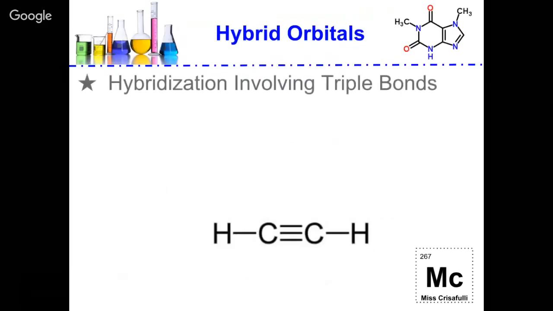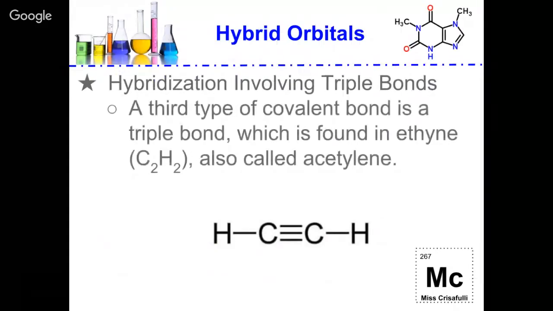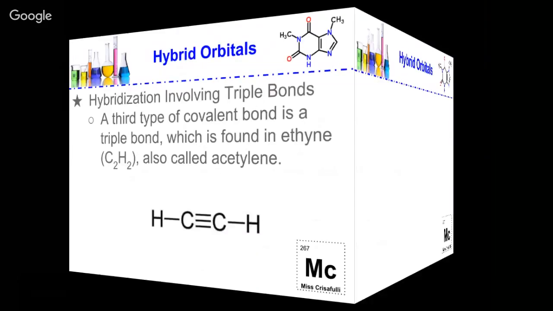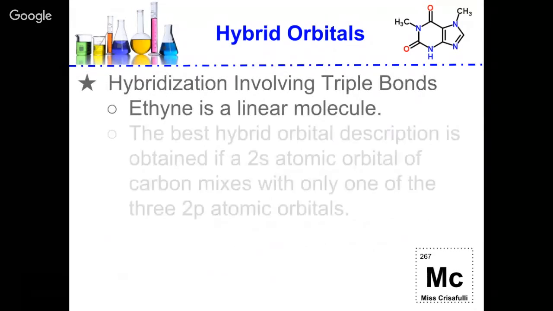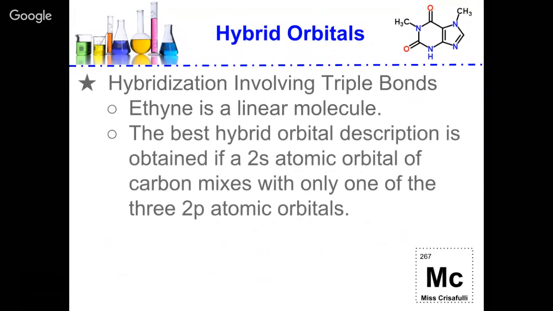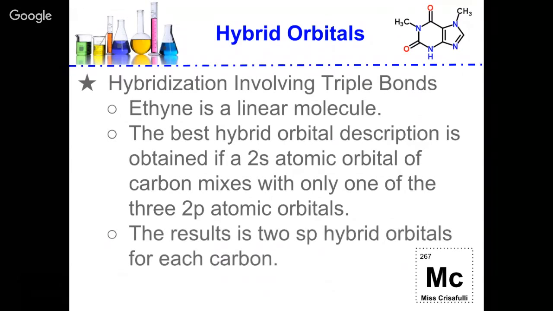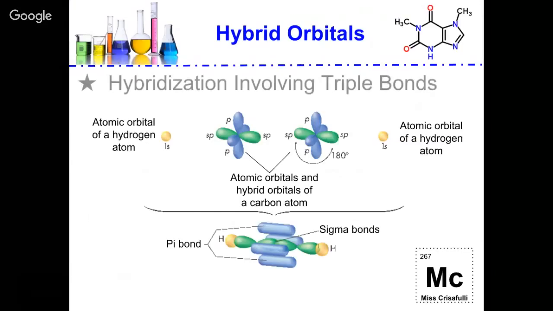So let's look at triple bonds. A third type of covalent bond is a triple bond found in ethyne, also called acetylene. It is a linear molecule. The hybrid orbital is going to be obtained if the 2s and the 2p orbitals mix. This will result in two sp hybrid orbitals for each carbon. What that looks like is in the picture below.